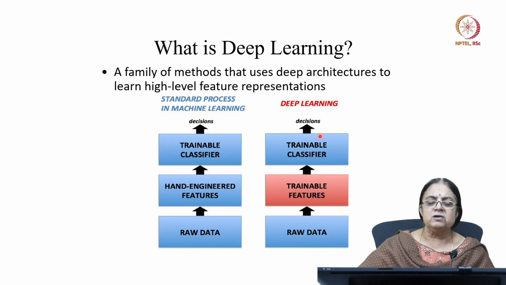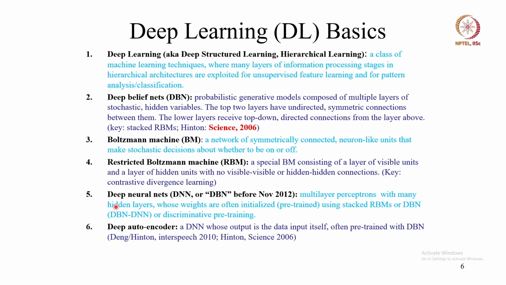So what happens here is that you don't have to carry out feature engineering when you do deep learning. That is a very big advantage when you are using deep learning. You just take whatever raw data you have, you feed it into your system, and it will carry out the feature engineering. So what is deep learning basically?